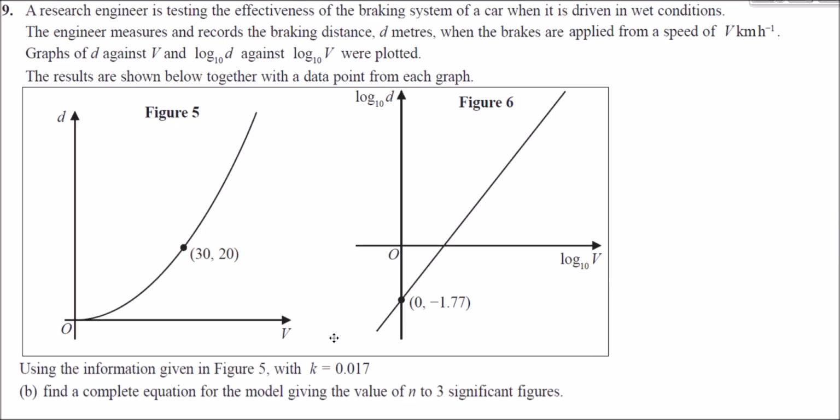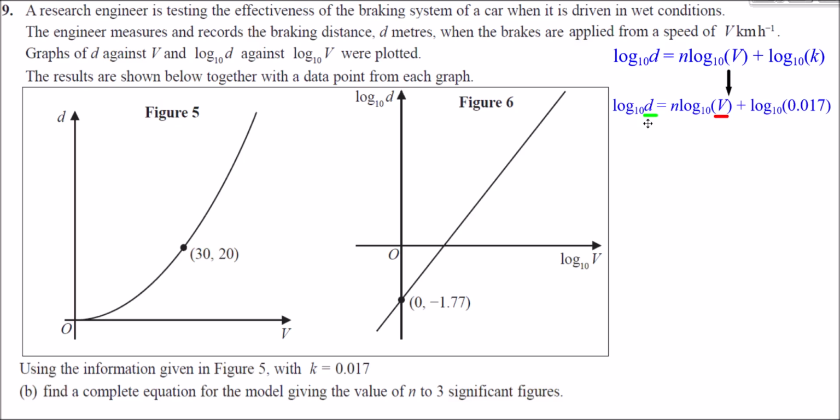Part B is to use information in figure 5. So we're going to use this coordinate pair here, 30 and 20, with k now being 0.017. We're going to find a complete equation for the model, giving our value of n to three significant figures. So from before, we had log base 10 of d equals n log base 10 of v plus log base 10 of k. So we can transform this, essentially.